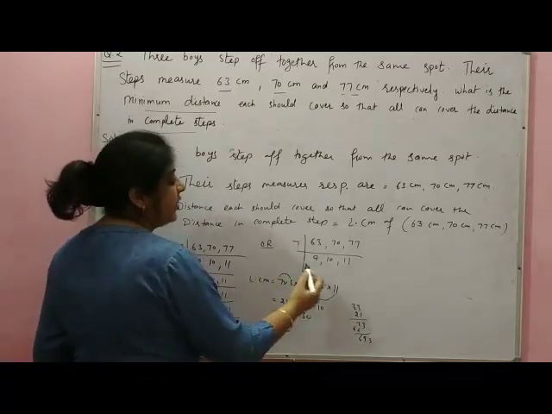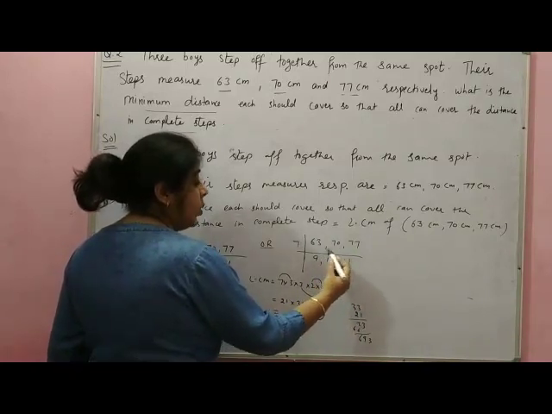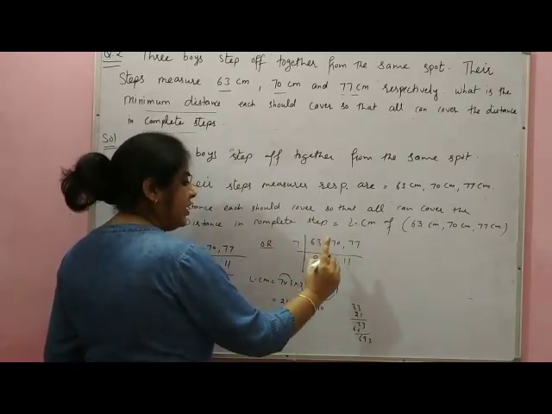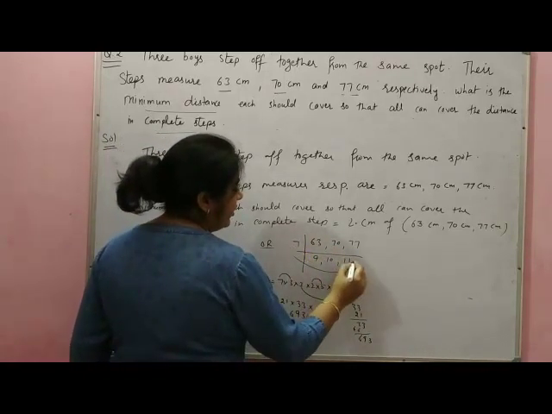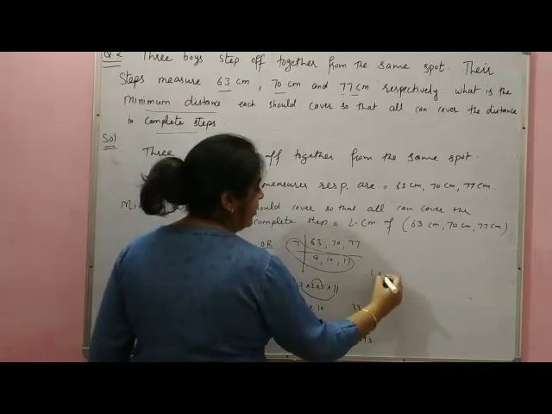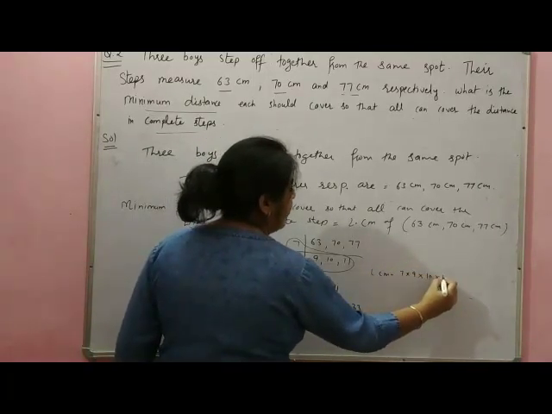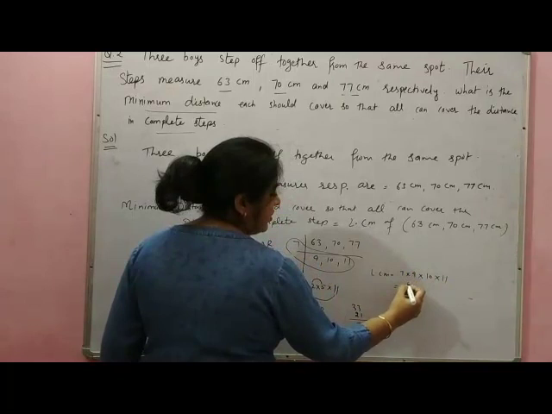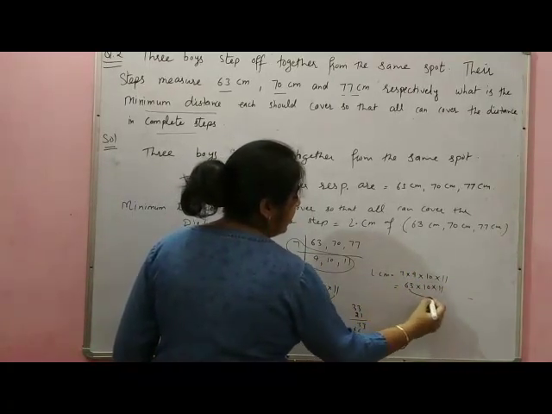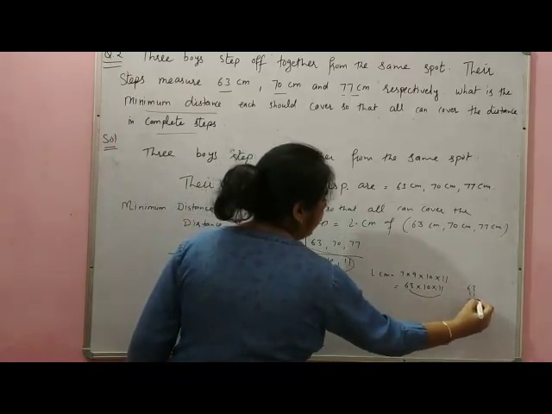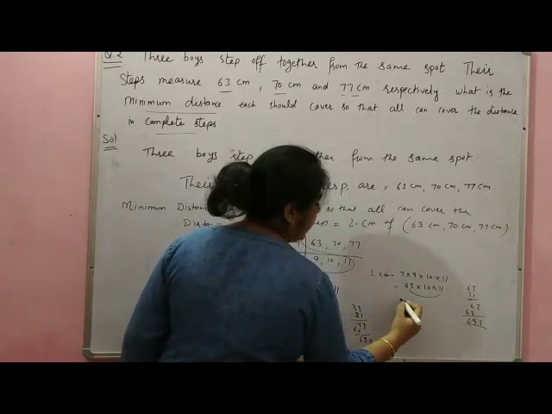Students, remember one thing: if we are not getting all three numbers in a single table, then we can directly take their product as the LCM. See, 7 into 9 into 10 into 11, that is 63 into 10 into 11. We can multiply this 63 by 11 and you will get the same answer.